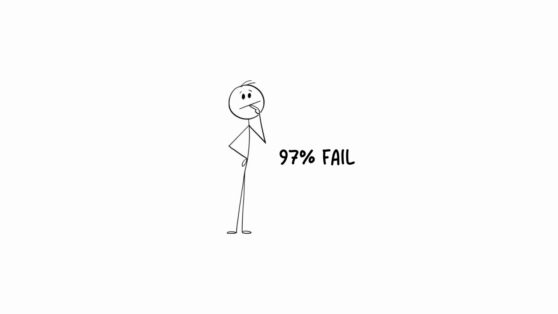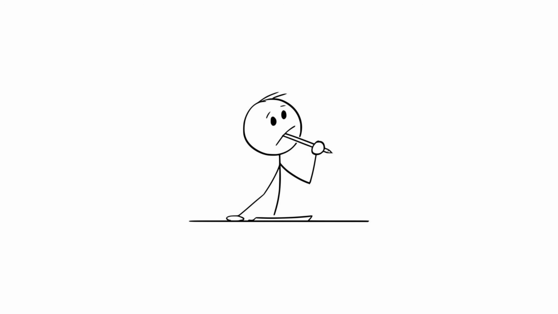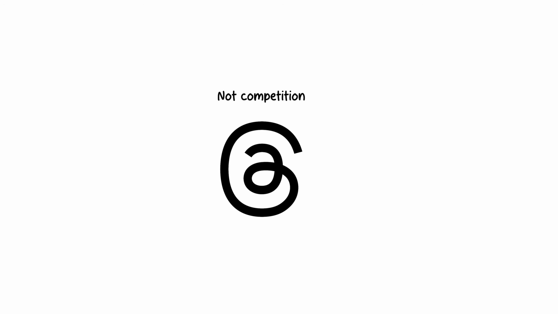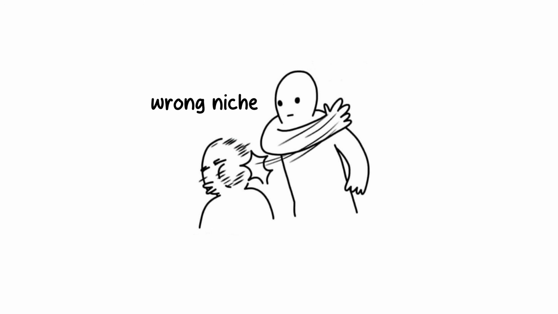Let's begin. The first and most important step, picking your niche. And let me be real with you, 97% of people mess this up. That's why they spend hours writing ebooks, only to end up with 0 sales. Not because their content is bad, not because Threads is too competitive, but because they chose a niche that no one's paying for. So how do you pick a niche that makes real money on Threads?